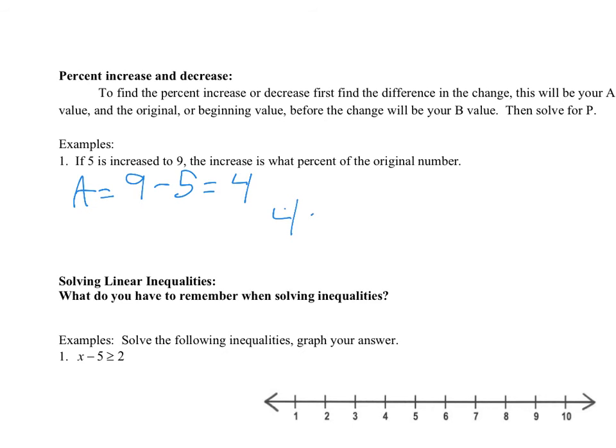So 4 is what percent of my original number, which was 5? So 5x. Divide by 5, and I get x equals 4/5, which is 0.8 or 80%.